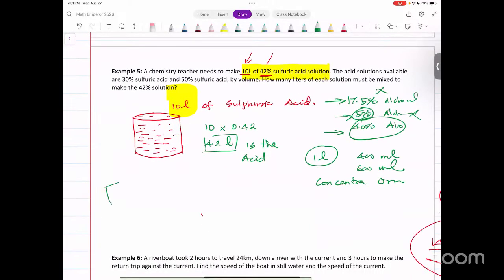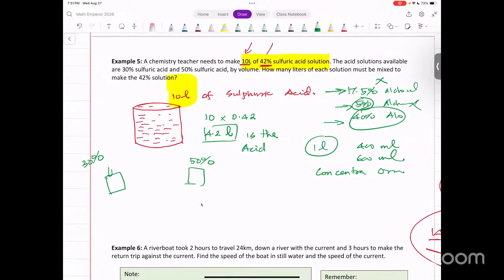Now what's happening? You don't have that exactly like that. But you have a 30% acid, and you have a 50% sulfuric acid. So you get a different concentration. What we're going to do is take X liters from here and Y liters from here, and we're going to mix it.